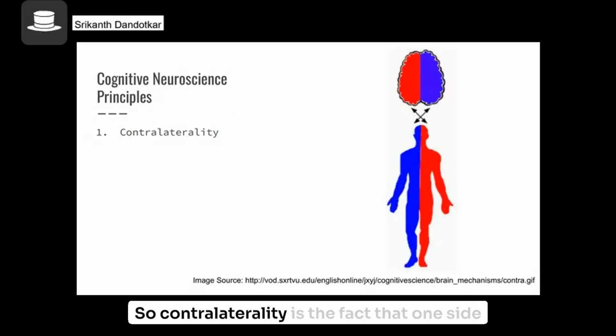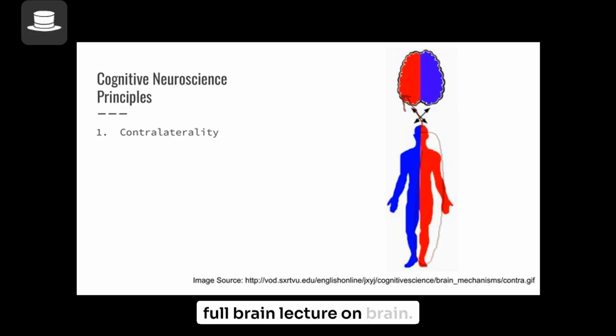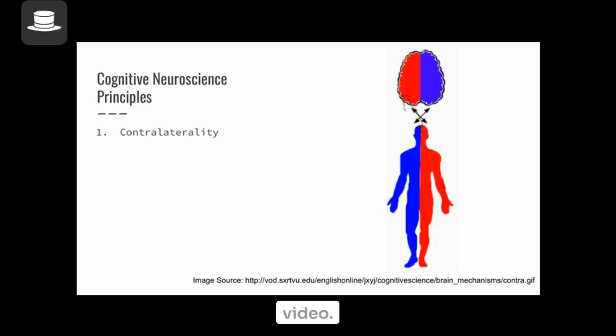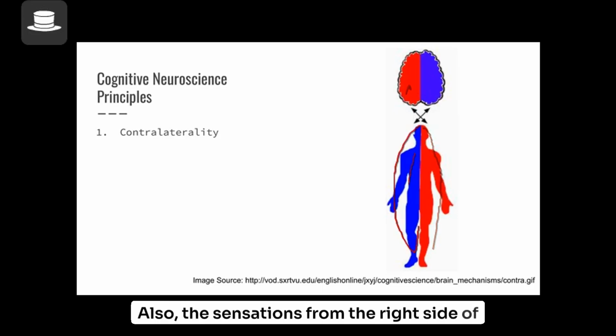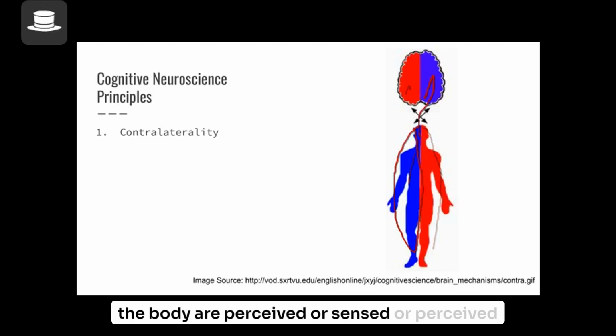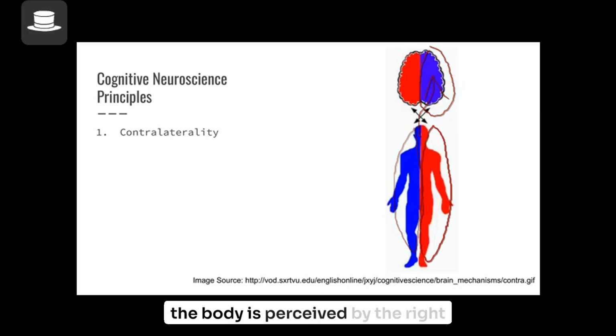So contralaterality is the fact that one side of our body is usually controlled by the opposite hemisphere. Again, this is described in detail in the forebrain lecture on the brain. It's a short 4 or 5 minute video. I strongly suggest you watch it. But contralaterality is the fact that your right side of the body is controlled by your left hemisphere, and your left side of the body is controlled by your right hemisphere. Also, the sensations from the right side of the body are perceived by your left hemisphere, and the left side of the body is perceived by the right hemisphere.